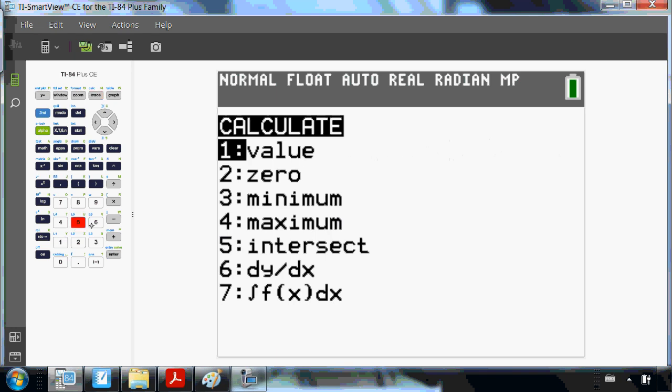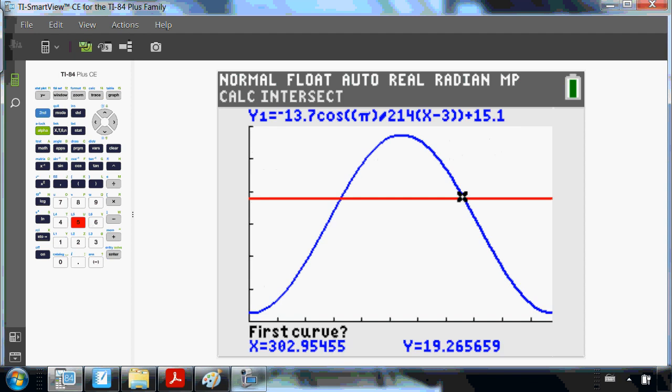So intersect again, down arrow, and I go over, and I just want to go closer to the other side. I don't have to go right there, as long as I'm closer to the first point than the second point. And then I press enter 3 times. And there we go. There's my second time, or technically first time.